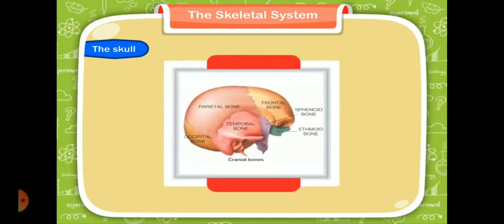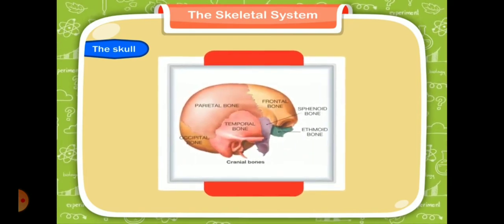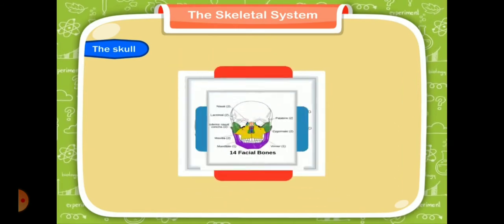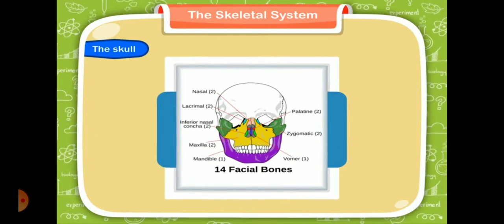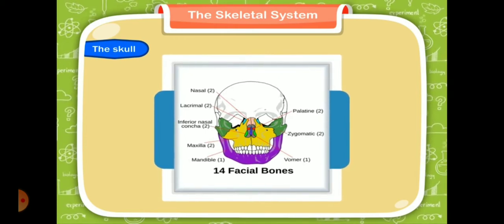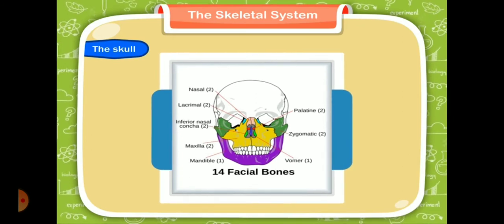There are 8 bones in our skull that are interlocked with each other and make the protective frame around the brain. There are 14 facial bones which make the upper and lower jaws and other facial structures. The lower jaw bone is the only movable bone in the face. It enables us to talk, eat, etc.